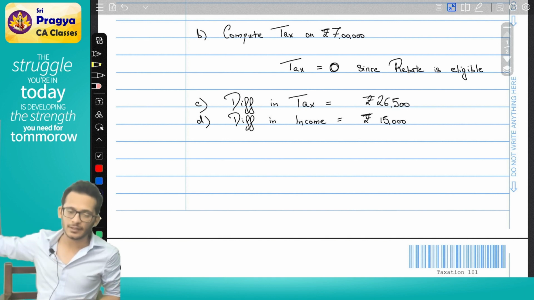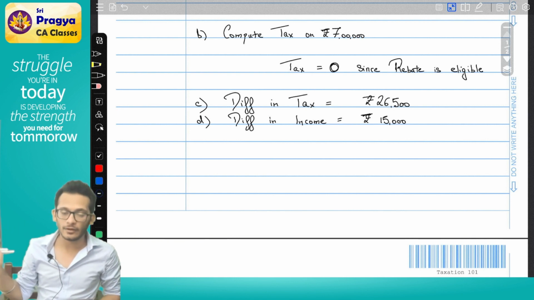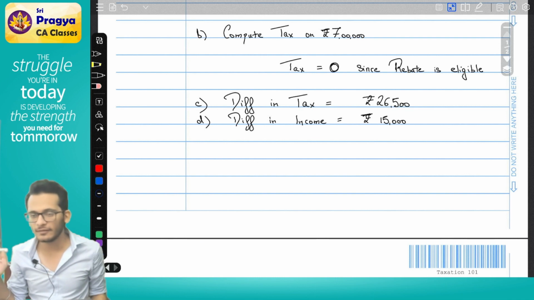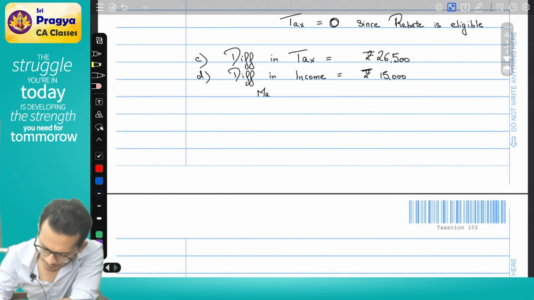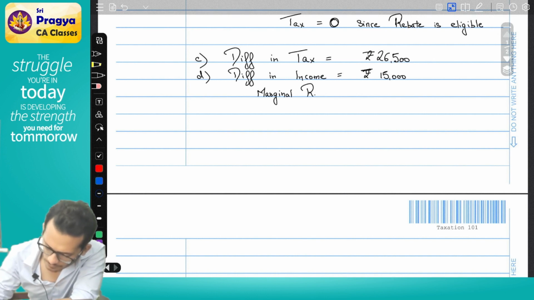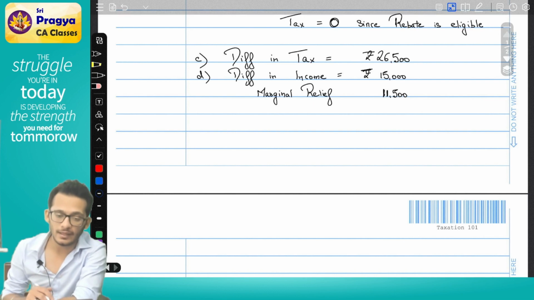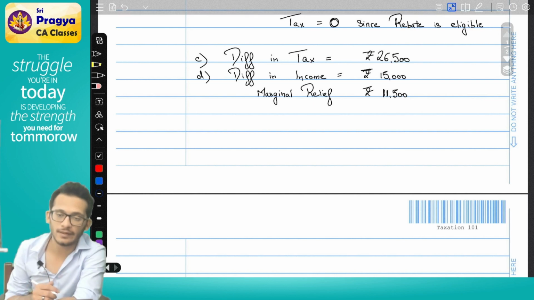Government is asking extra 26,500. Do you think I'll give government 26,500? No, I will give government maximum 15,000, which means marginal relief will be 11,500. Yes or no?